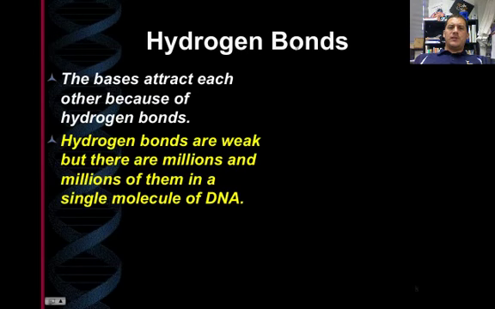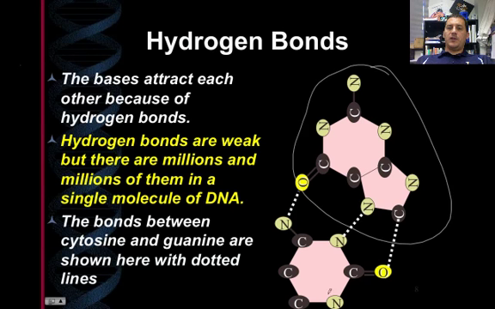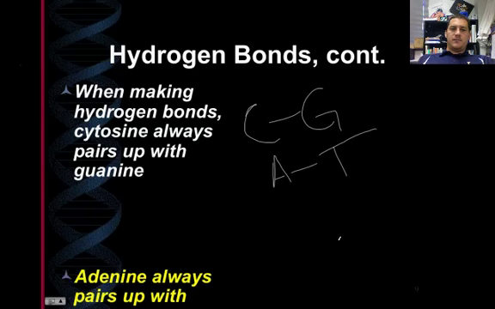So just a few more tidbits on hydrogen bonds. Hydrogen bonds themselves aren't very strong. They're actually a very weak bond. But when you put millions and millions of them together, it actually makes a pretty strong DNA molecule. It's hard to break down. And here we just show the hydrogen bonds between guanine and cytosine. Remember, the purine is going to be your double ring. The pyrimidine is going to be your single ring. So again, when making hydrogen bonds, C always pairs to G, and A always pairs with T.